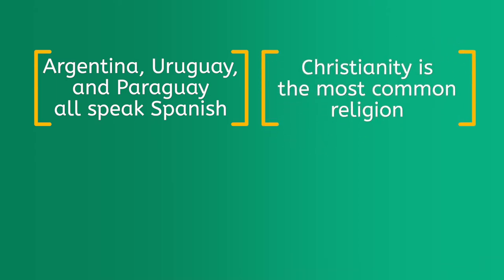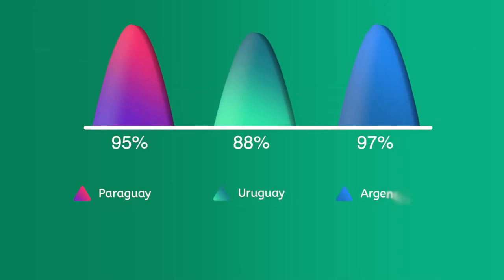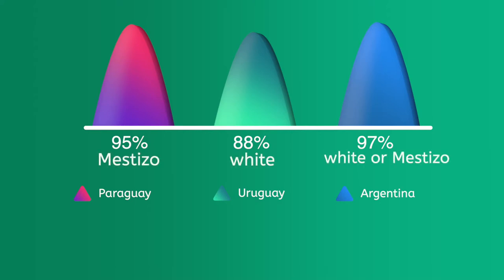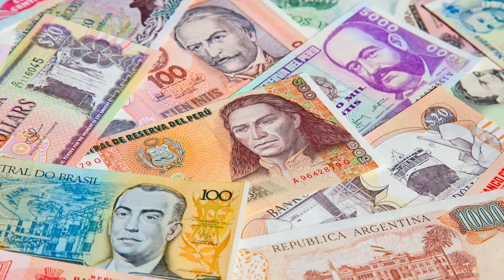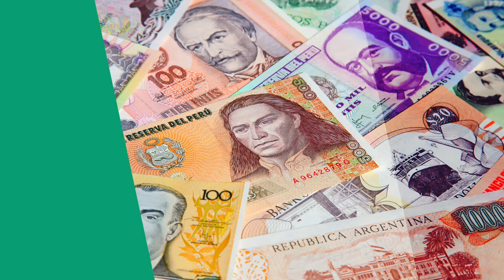Christianity is the most common religious affiliation, and European ancestry is prevalent as the vast majority of the population in each nation is classified as either white or mestizo, much different than that found in, for example, the Andean nations, who you recall have large populations of indigenous peoples. One of the biggest differences is that these three nations are, in general, more economically prosperous than their neighbors to the north. So let's take a closer look at each one to find out why.